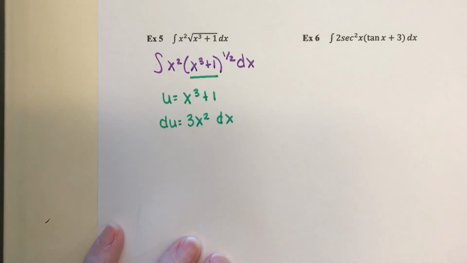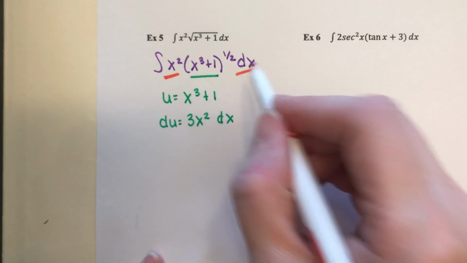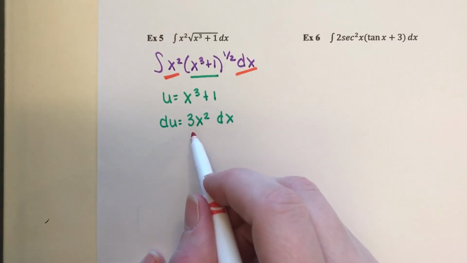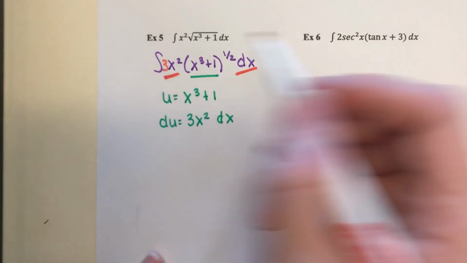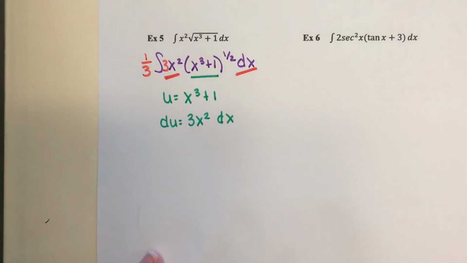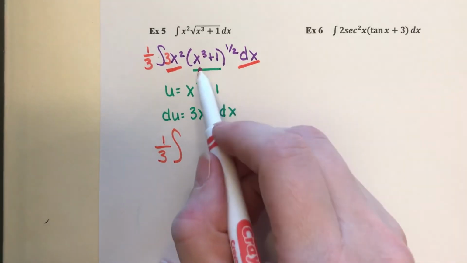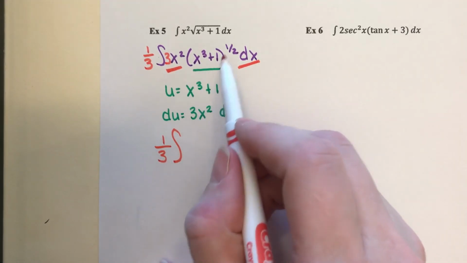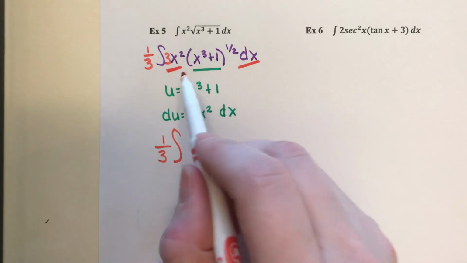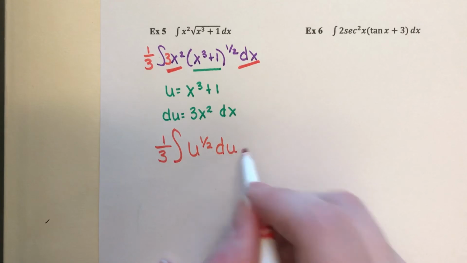Okay, so the problem with this one again is I'm going to do some circling and underlining here. So I have an x squared dx, but I need a 3x squared dx. So I'm going to fix this. I'm going to put the 3 in. So now it matches perfectly, but I'm going to put a 1/3 on the outside. So now I'm ready to write my answer. 1/3, the integral. This part in green is u to the 1/2, and then everything I underlined in red is du. So u to the 1/2 du.